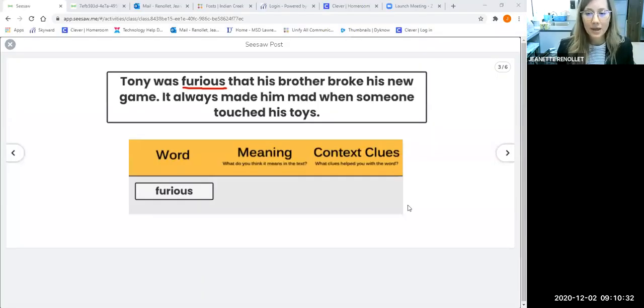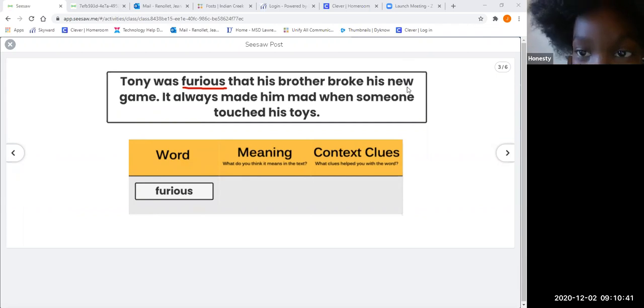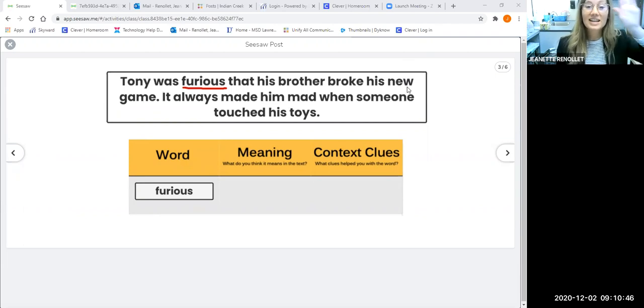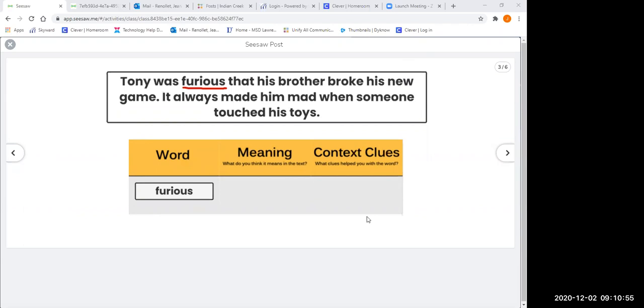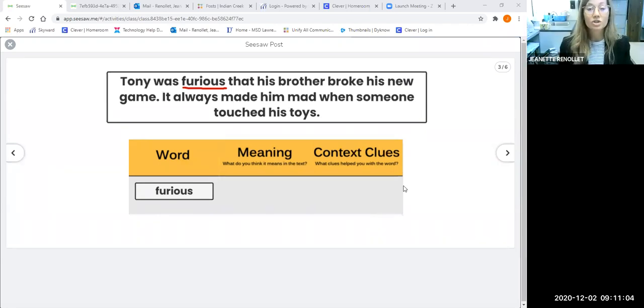All right, we have just talked about our sentences and what these words probably mean. Honesty, go ahead and share out. What do you think this word probably means? I think it probably means mad. Okay, I see Ashley has her hand raised. Ashley, what do you think this word probably means? I think that the person is probably frustrated or really mad about something. Thank you, Ashley. So right now we've heard the words mad or frustrated.